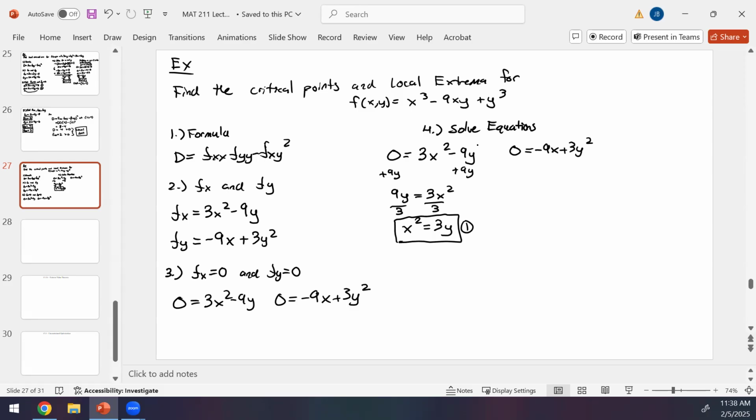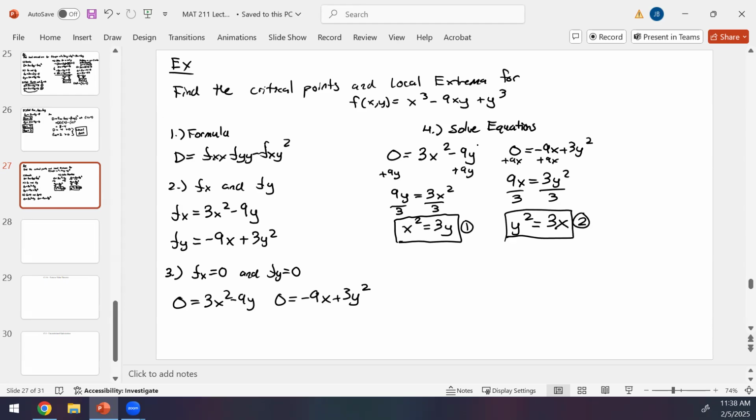And then you kind of do the same thing. You know what? I'm going to add the 9x over, right? I can do that. And so I get 9x equals 3y squared. Divide both sides by 3. And then I kind of end up getting the same thing, right? But again, I say to myself, you know what? I'm going to flip it because I just want it to look a little bit nicer. So y squared equals 3x. And there are my equations.